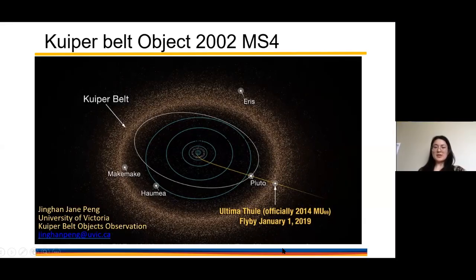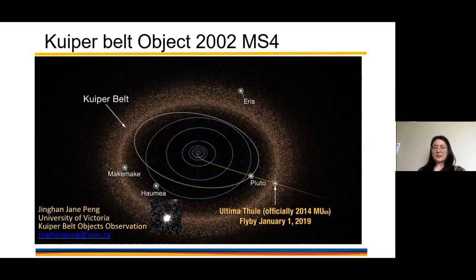Okay, so hi everyone, my name is Jinghan Peng, you can also call me Jane. I am from the University of Victoria, currently doing a master's degree with Dr. J.J. Kavelaars. My main interest is Kuiper belt object observation and anything planet-related observation, and my contact info is kind of unseen. But anyways, so, can you click?